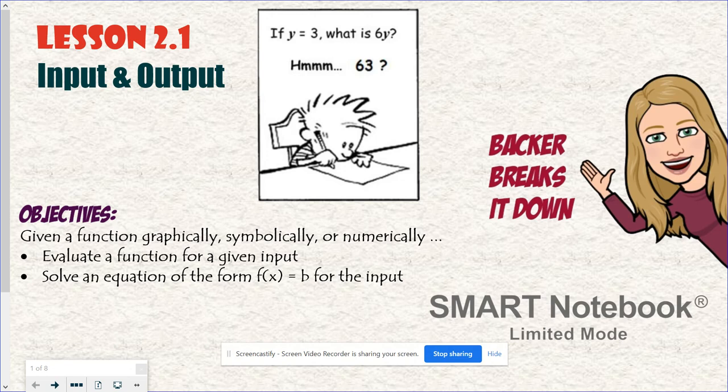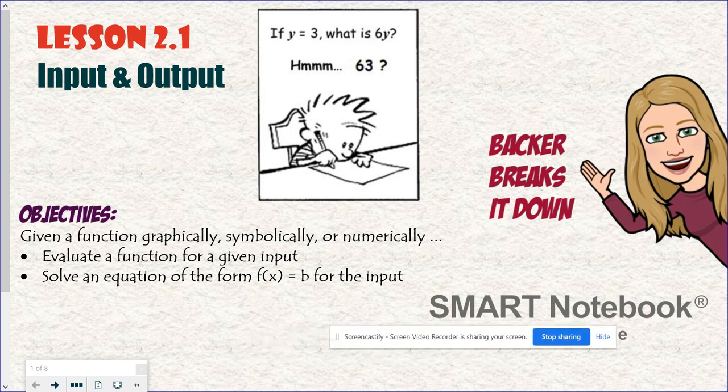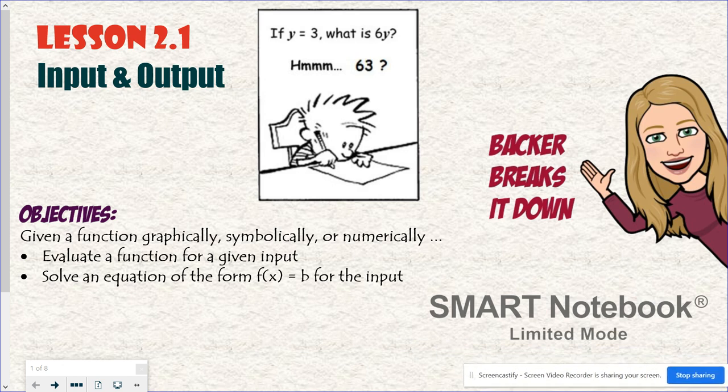Today, we're going to look at input and output. Now, we previously saw these two concepts in Chapter 1, but we are revisiting it once again in Chapter 2, as we're going to be doing a little bit more with input and output in this chapter than we did in the last chapter, okay? So basically, this is serving as a review. We're going to talk about evaluating a function and solving a function equation. Okay.